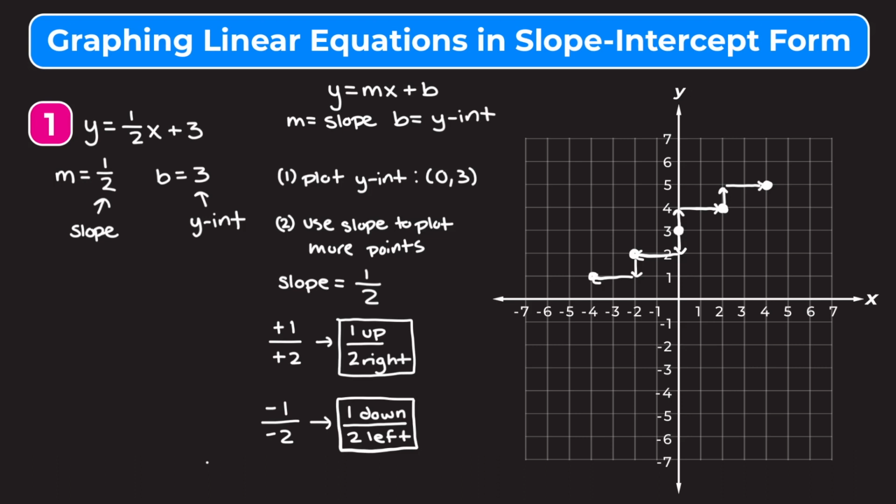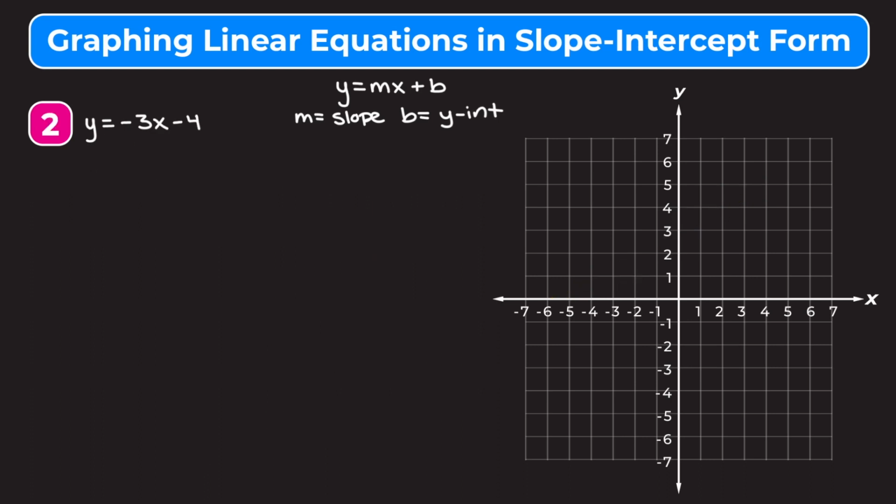And you should notice that all these points are on the same line. So I'm actually going to plot the points in yellow so that you can see them a little bit better. So now we have these 5 points that fall on our line, and we can just draw a straight line through them. So that is how we graph y equals 1/2 x plus 3. Let's go through another example.